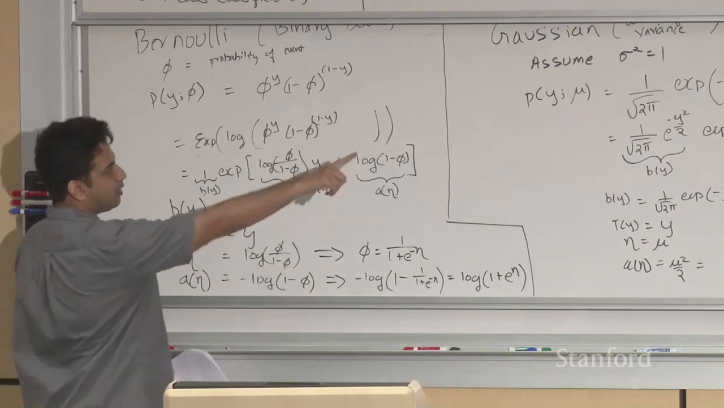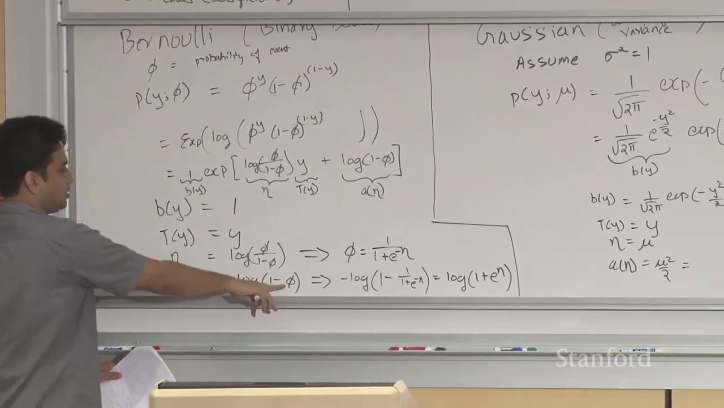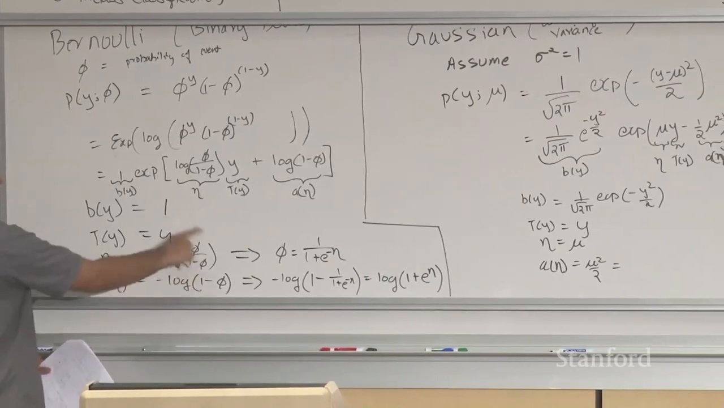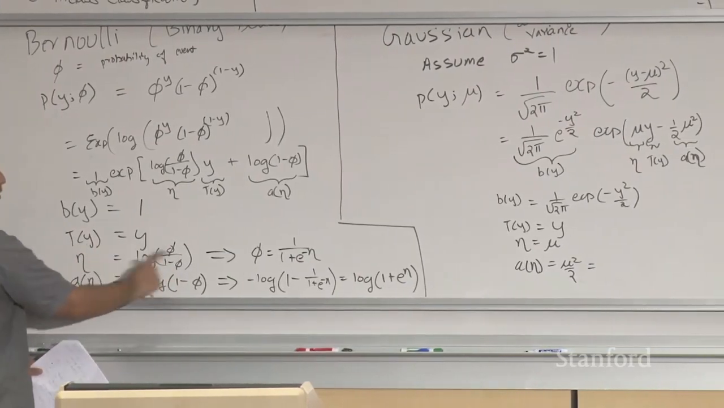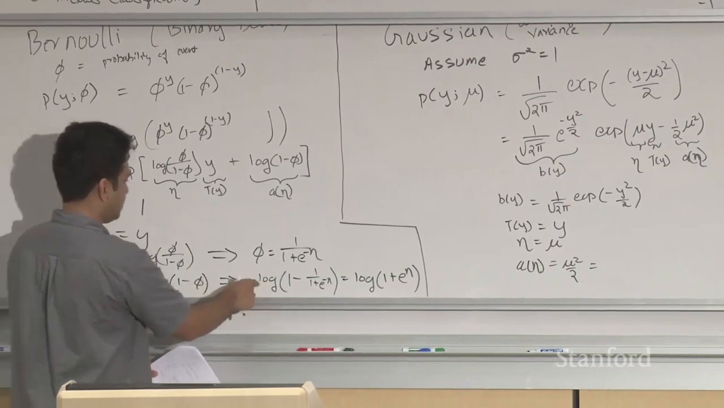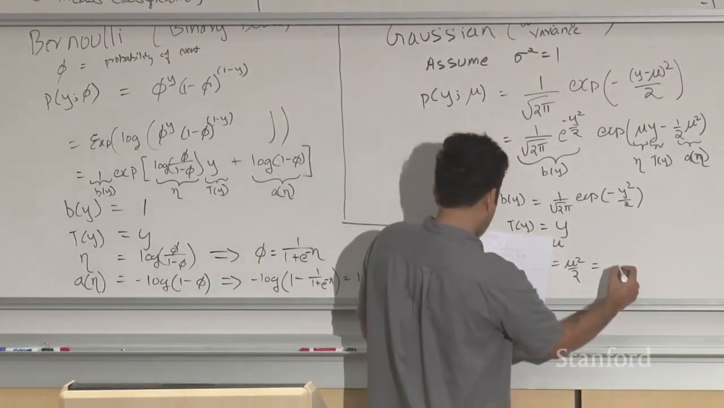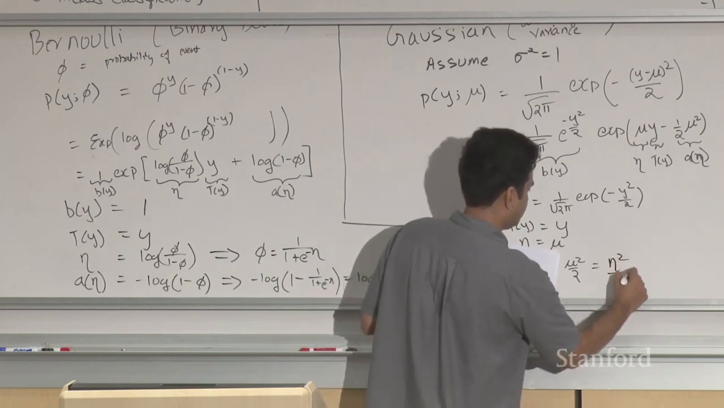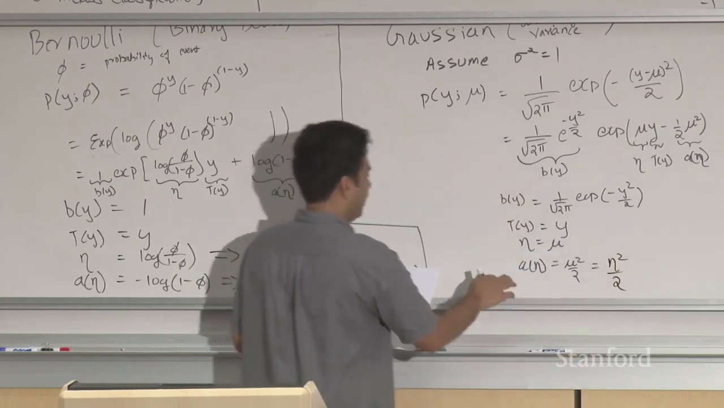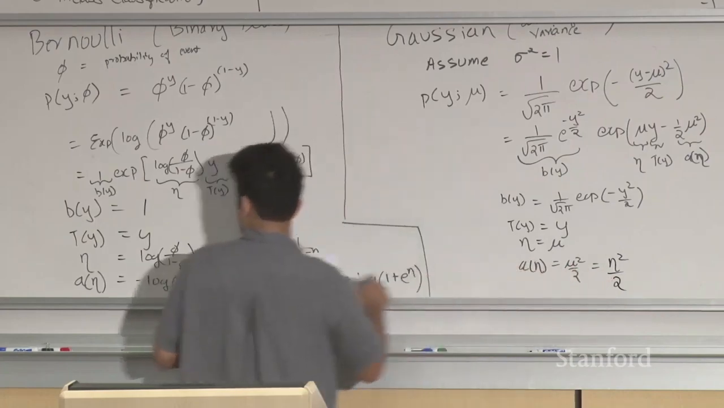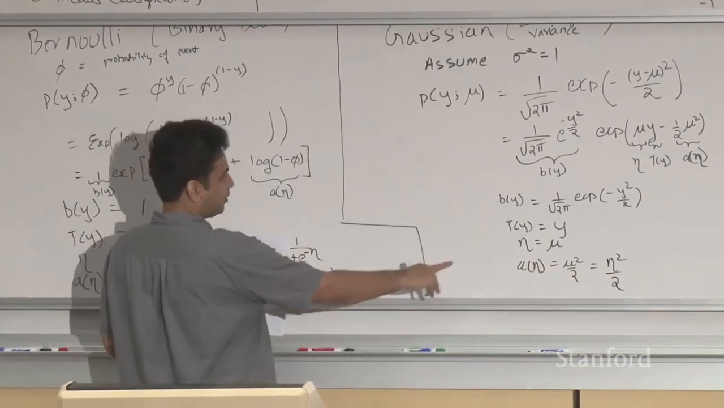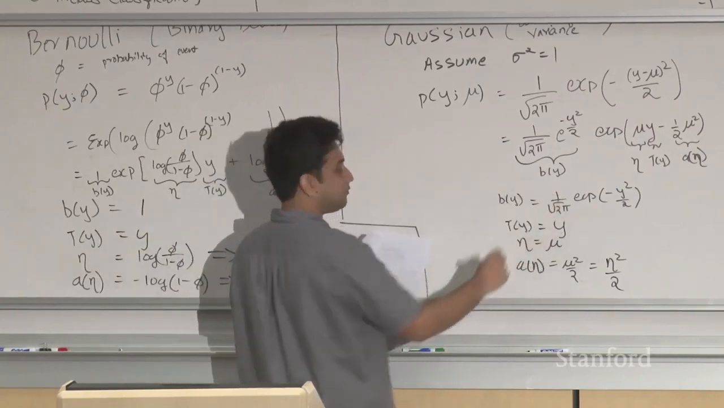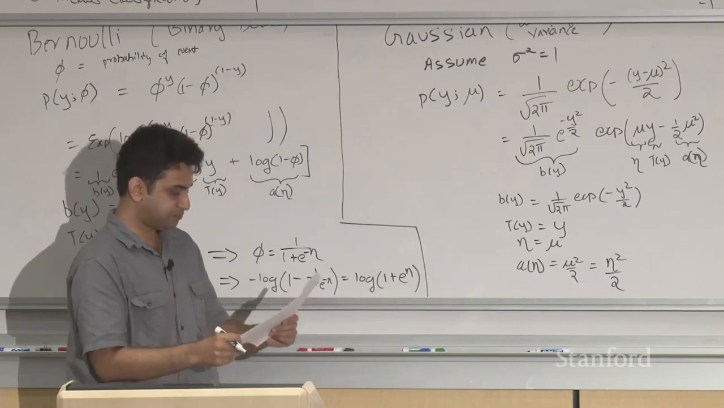We repeat the same exercise we did here. We start with a log partition function that is parameterized by the canonical parameters, and we use the link between the canonical and the natural parameters, invert it, and so in this case it's the same. So it's eta squared over 2. So a of eta is a function of only eta. Again here, a of eta was a function of only eta, and t of y is a function of only y, and b of y is a function of only y as well.